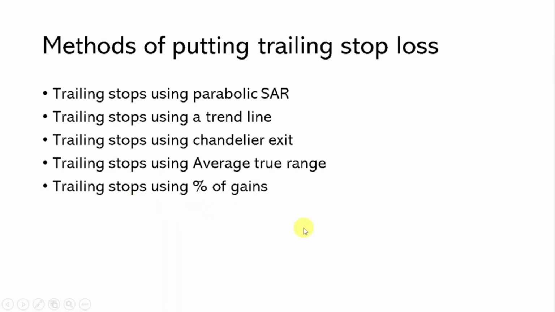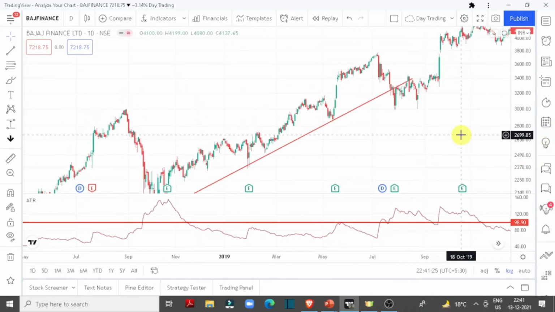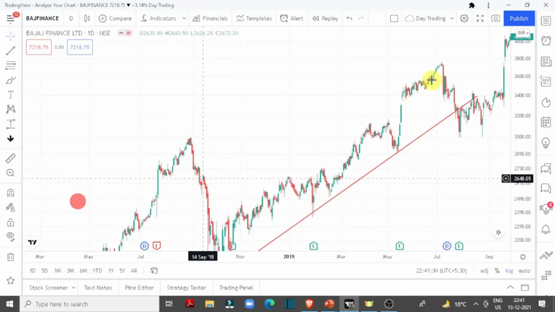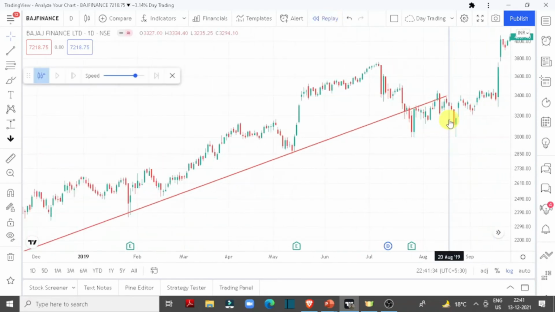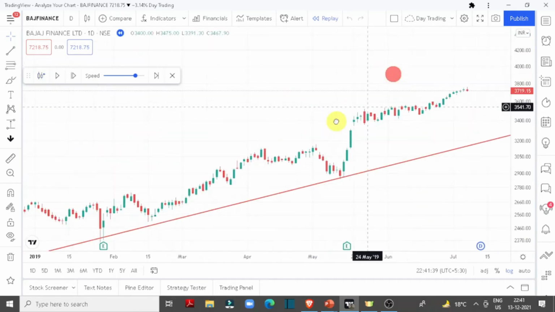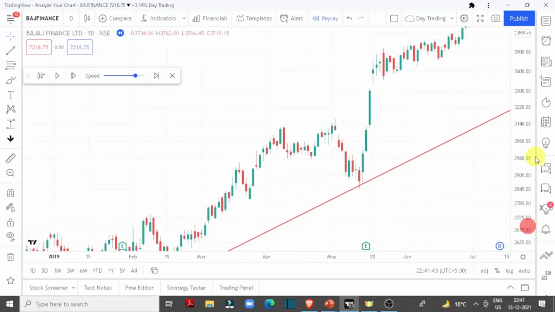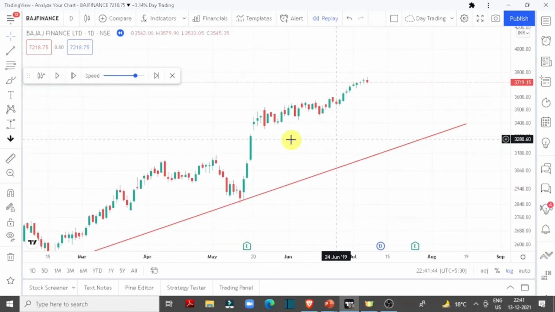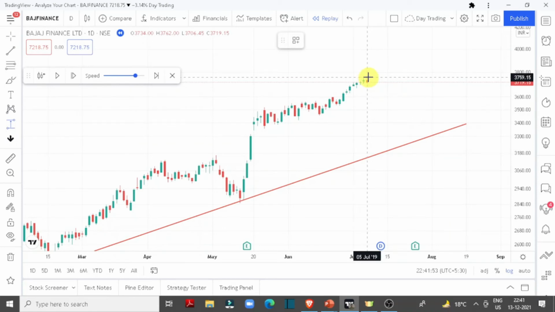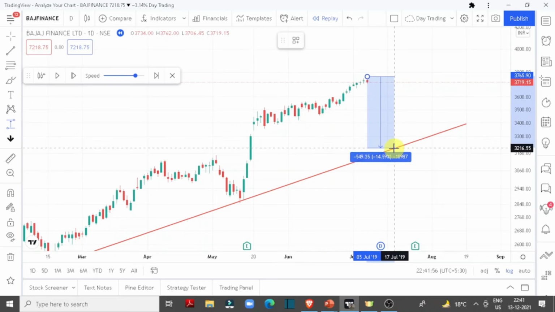Now let's talk about percentage gains. Percentage gains is another method which you can use to trail your profits. Let's understand how to use that. Let me put up bar replay again, and before that let's remove this ATR. So I will use bar replay right over there. You can see that the stock has made a high as per our historical data. I'll try to measure from this high point whether the stock can go below 15% or not.